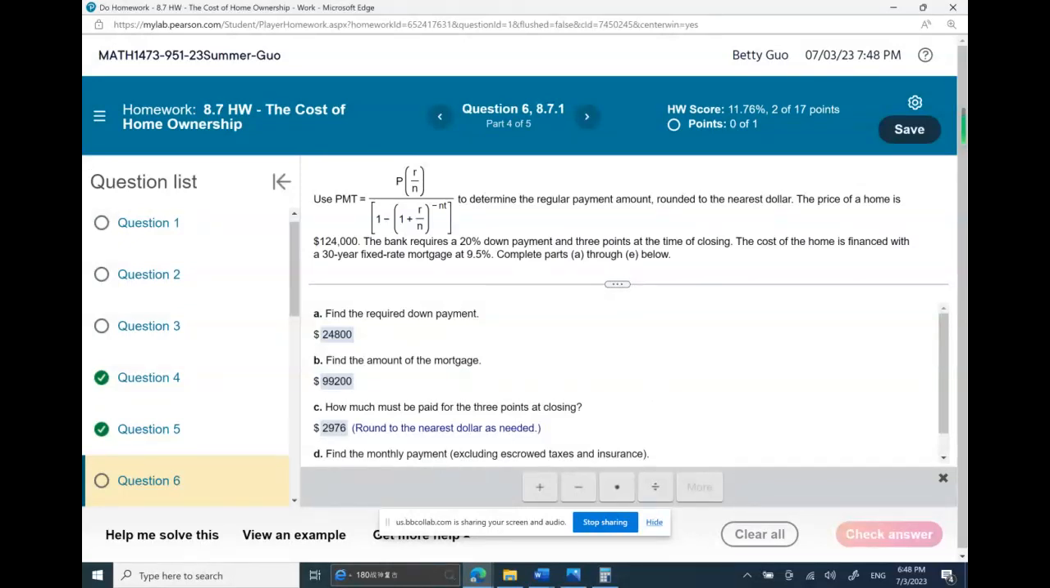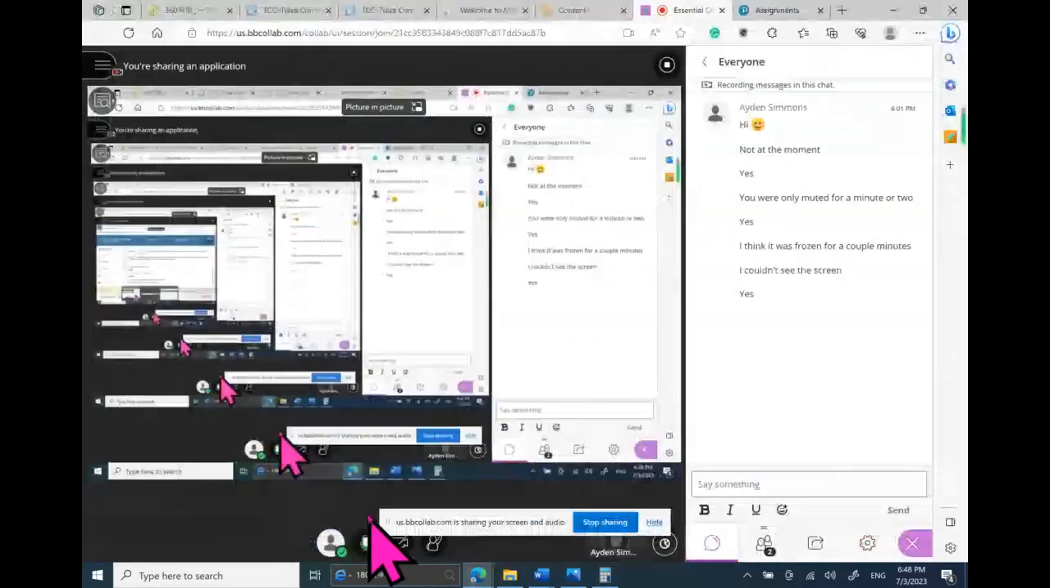What information do we need for finding the monthly payment? Firstly, it is a 30-year mortgage, and the interest rate is 9.5%. The loan amount we got from Part B is $99,200. With this information written down, let's go to my calculator.